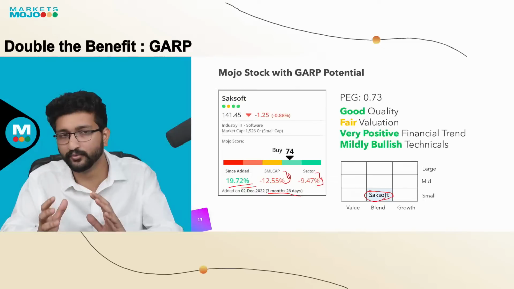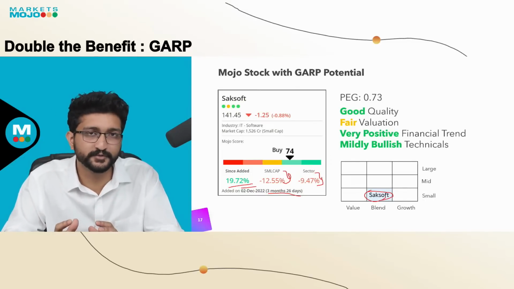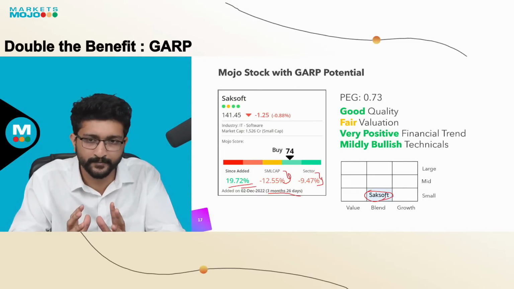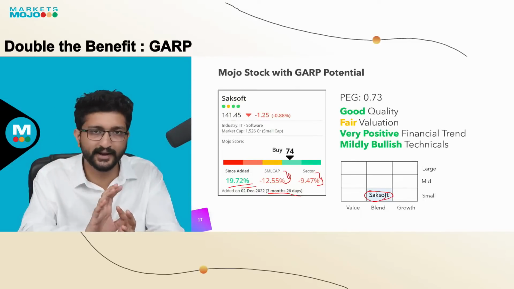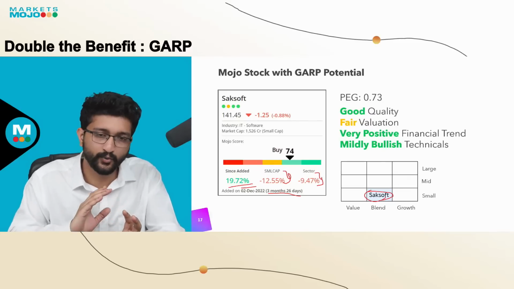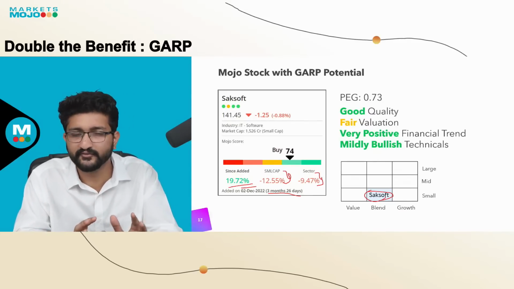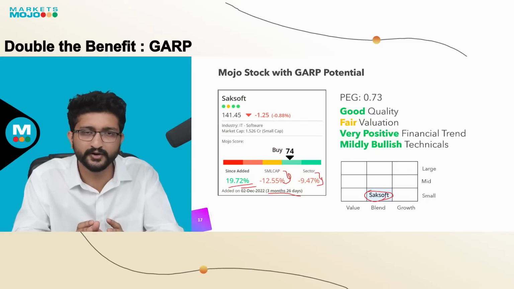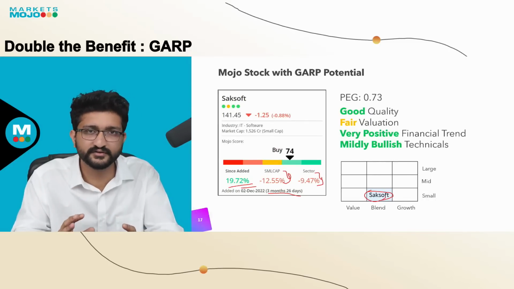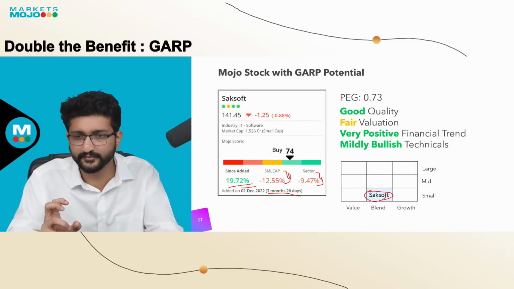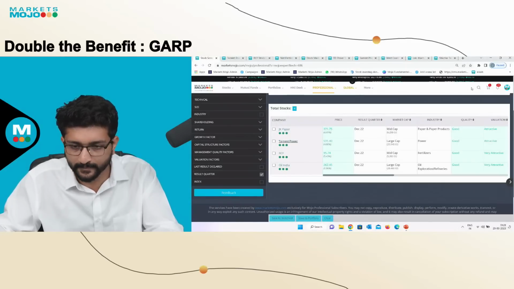Great, so this is one Mojo stock approved by the investment committee, has pure GARP potential, and it's in the small blended segment. One thing I like about this stock is that it's fought against the market. We all talk about the small cap having some resistance in the current market, but this company has actually fought against it and the sector. So there is some resistance. Let's look at Saxoft today as well.